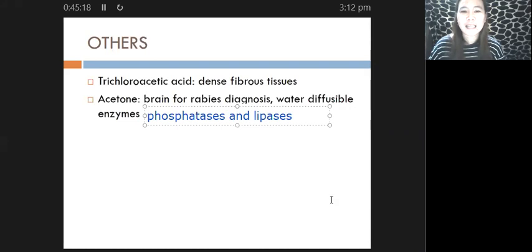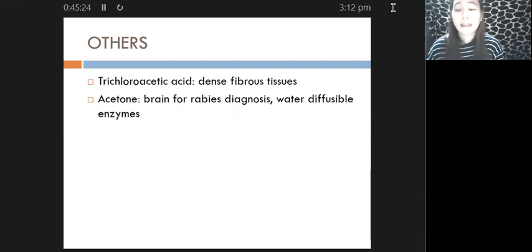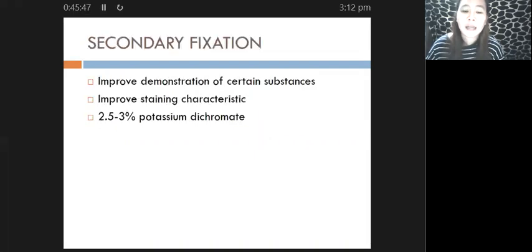Yes, so let us now move on to the different steps. So those are the fixatives that we can use in the laboratory. Now, after performing the process of fixation, what are the different steps or intermediate steps that you have to perform before you eventually go to your dehydration or decalcification if you are going to decalcify first your sample. Okay, so the next step after fixation is number one, we have secondary fixation.